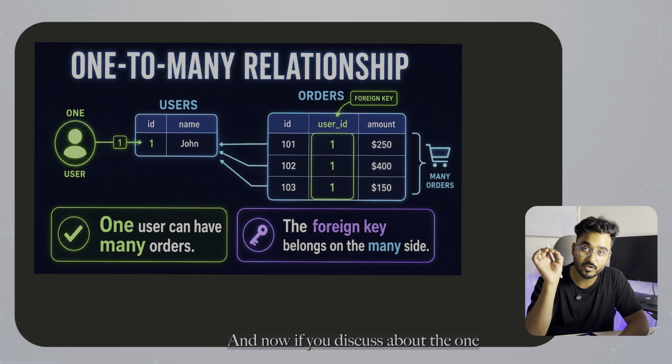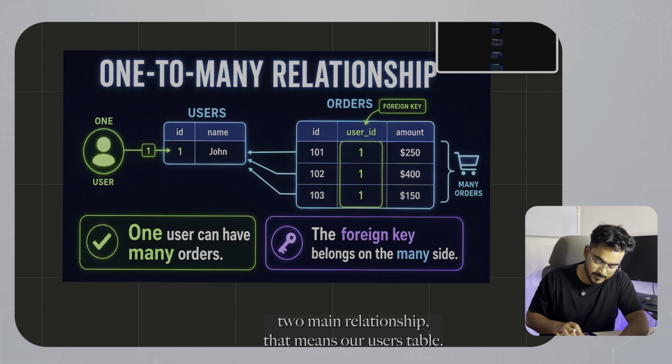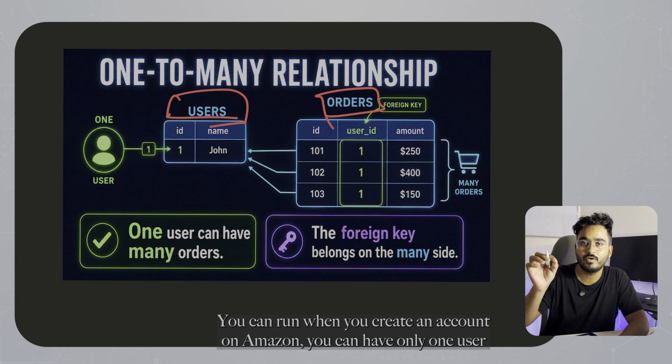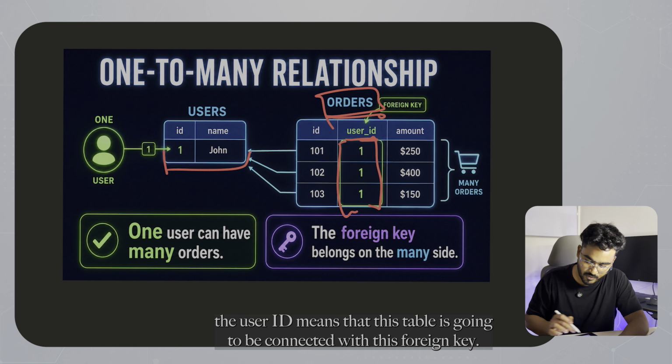Now if we discuss the one-to-many relationship, there's a user table, as you can see, and there's an orders table. When you create an account on Amazon, you can have only one user that belongs to yourself, but you can order multiple items on Amazon that can have multiple different orders over a time period. So one user will be associated with orders, and these multiple orders will be associated using the user ID. The user ID means that this table is going to be connected with this foreign key.